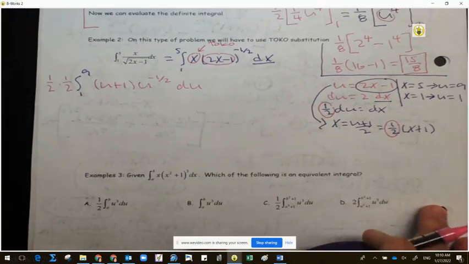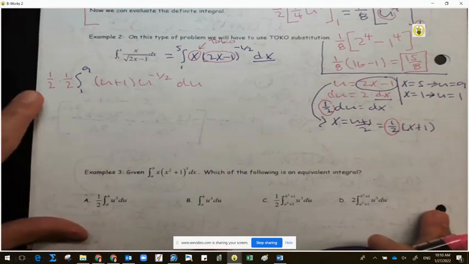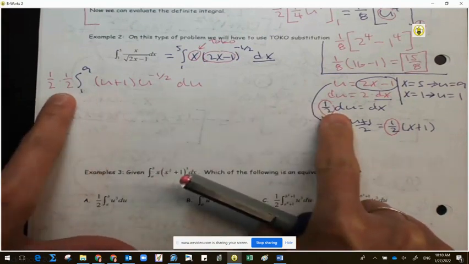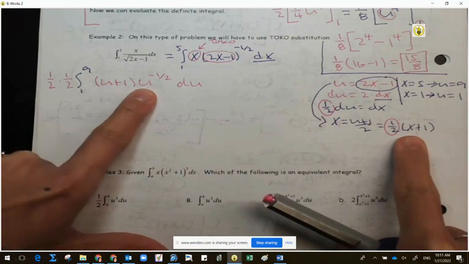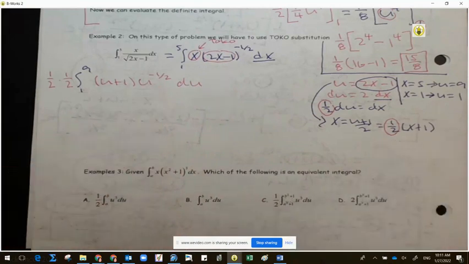Any questions on where I'm getting the substitution from? Half du right here, and then half u plus 1 right here, and u to the negative 1 is by the u substitution. Okay? So let's go ahead and simplify certain things.